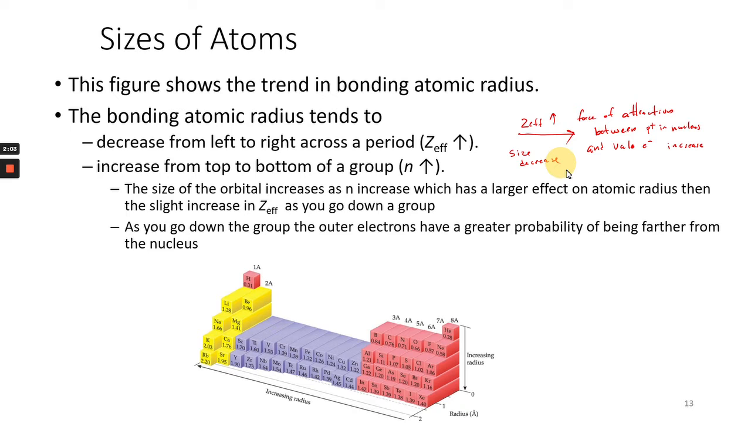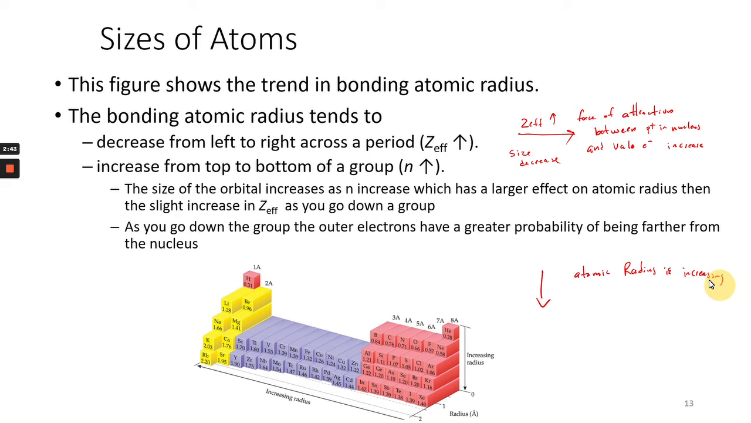As you move down a group or family, look what's happening. Your size is getting larger, so your atomic radius is increasing. And we said in the previous video that Z effective does increase as you go down a group or family, but not by very much. So the nuclear charge really doesn't play a part in why the size changes as we go down a group.